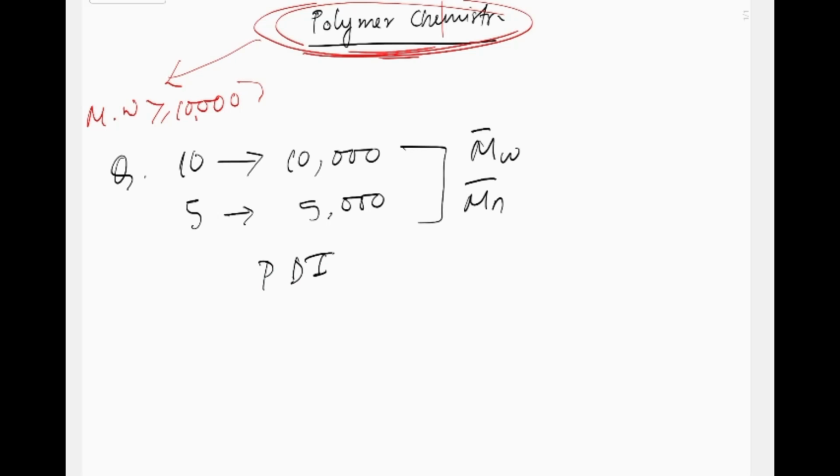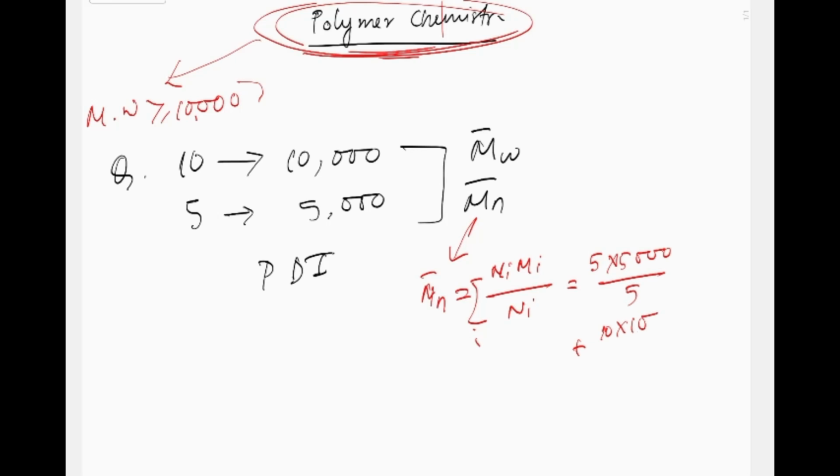So how can you calculate? You can simply use the formulas, right? First you calculate Mn. So Mn is equal to summation Ni Mi divided by summation Ni. So you can calculate: 5 molecules having 5,000 molecular weight plus 10 molecules having 10,000 molecular weight, divided by 5 plus 10 molecules. That gives us 15,000, right? That gives us 15,000.